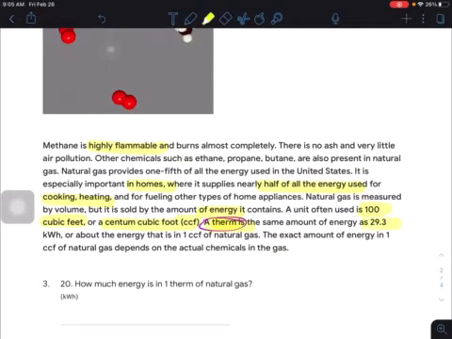to 29.3 kilowatt hours. So you remember from our electric bill, we were using kilowatt hours. So we can compare the amount of energy from natural gas to the amount of energy in electricity by using kilowatt hours. So this is going to be our common unit that we're going to use when we compare how much energy is produced by natural gas, compared to how much energy is produced in electricity.